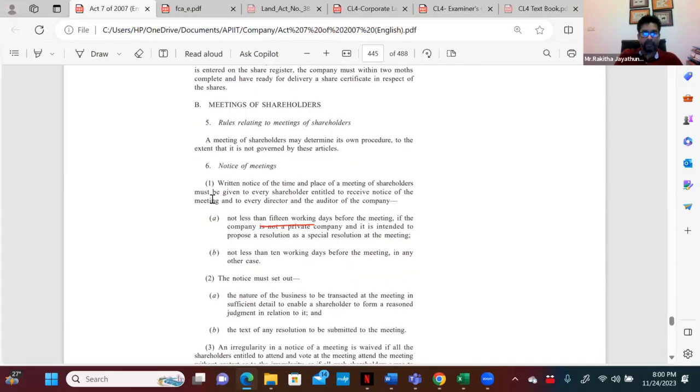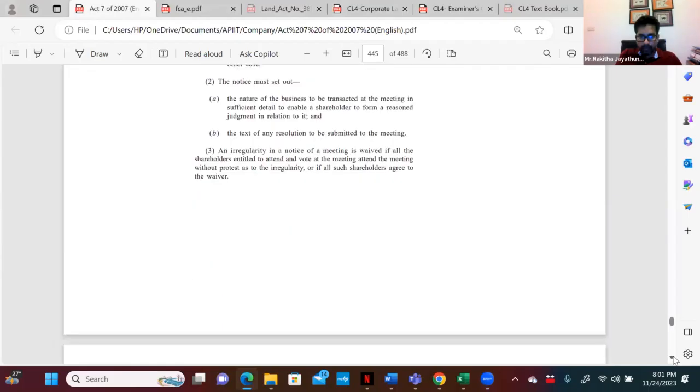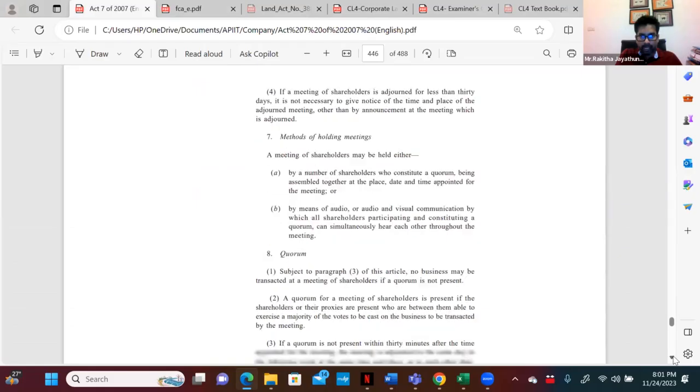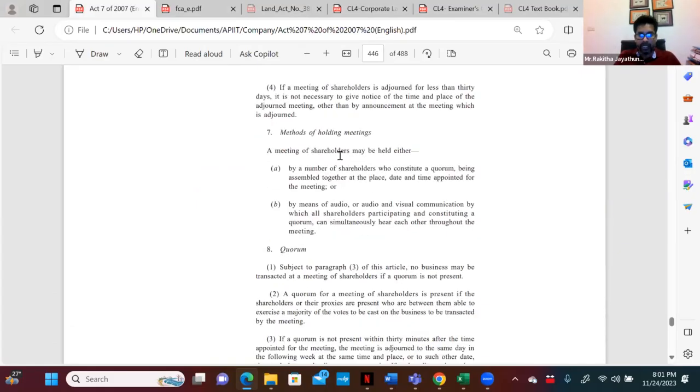Here you can find meeting of shareholders. Find out the word quorum. Here, method of holding meetings, and here you can see 8. There's a separate subheading for quorum.